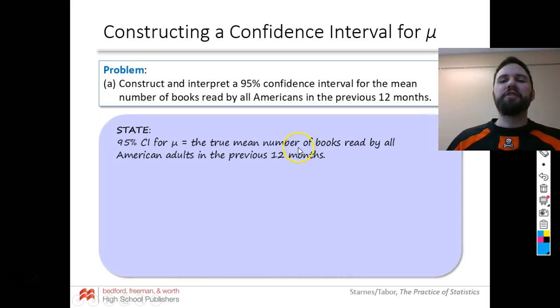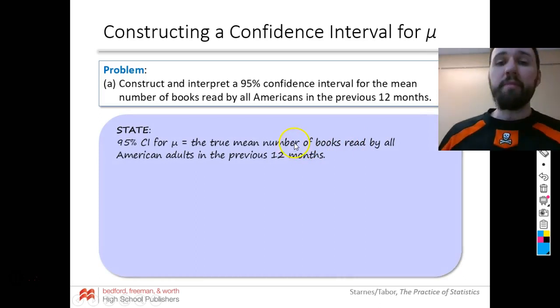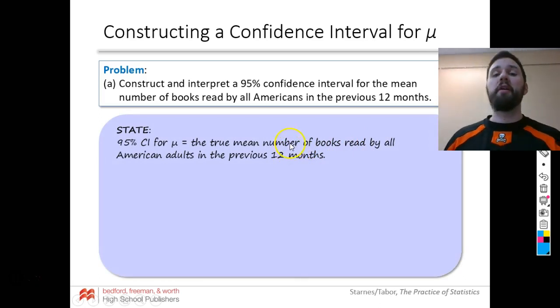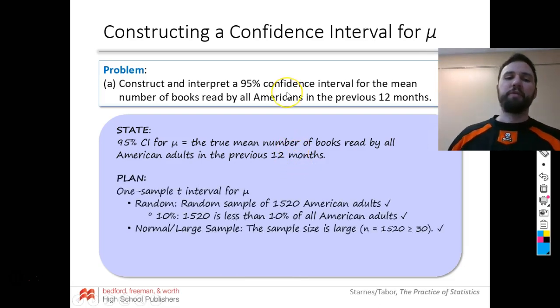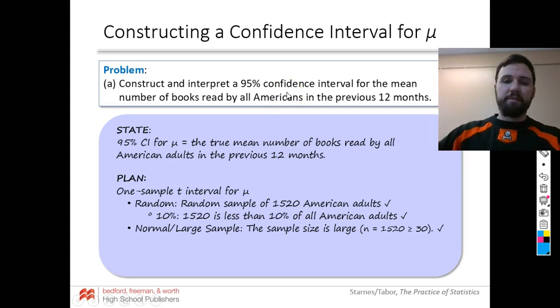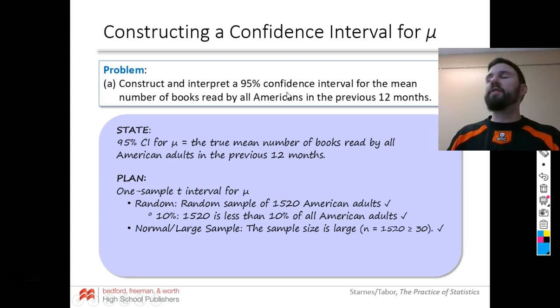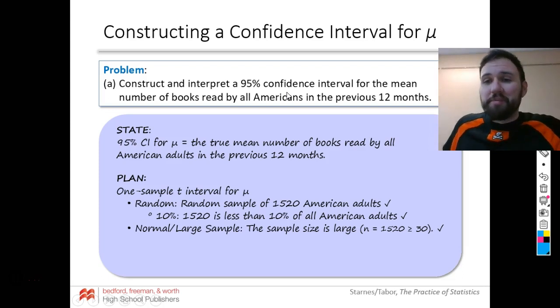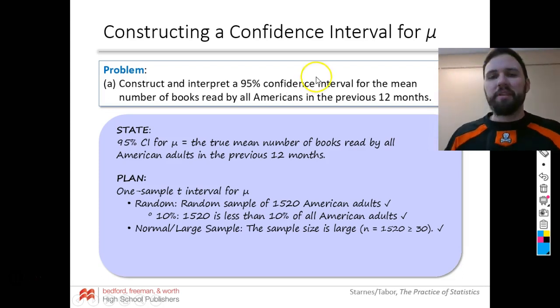All right. So first thing we're going to do is state the problem. We want the true mean number of books read by all Americans in the last 12 months. 95% confidence. We're going to do a one sample t interval for mu, our parameter. Was it random? Yes. Is 1520 less than 10% of all adults? Yes. Is the sample size bigger than 30? Yes. So we planned it.